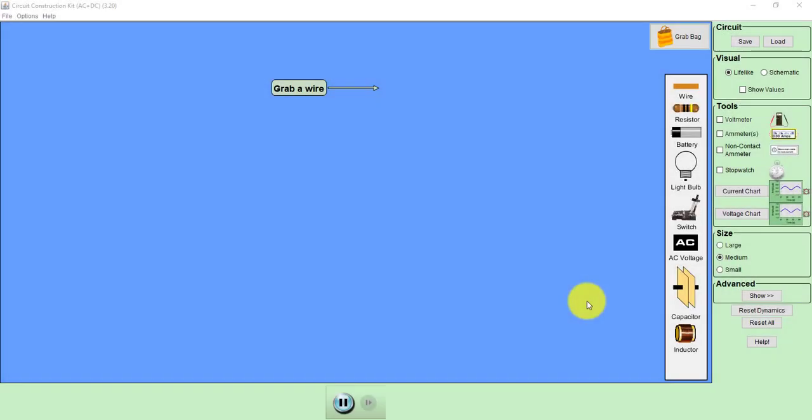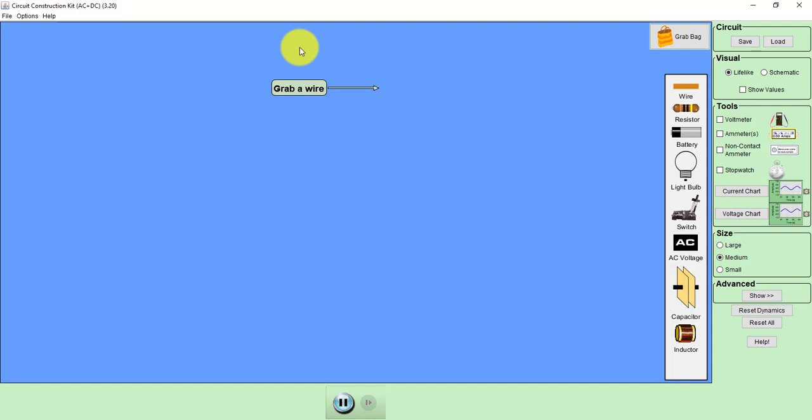Hello everybody. In this session, we will be using the PhET simulation tool to explain the characteristics of parallel circuit. Now, I will be using Circuit Construction Kit AC plus DC as a PhET simulation tool. Now, we need to connect a few resistors in parallel to explain various characteristics.